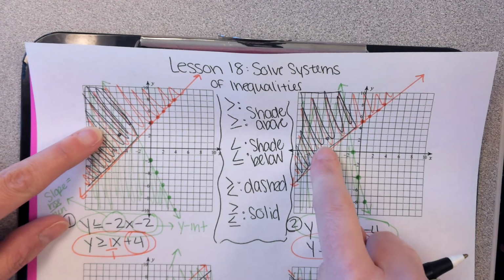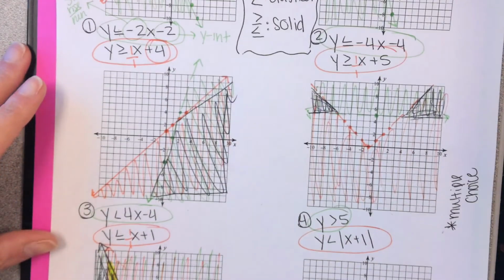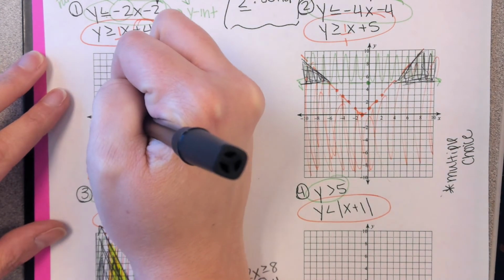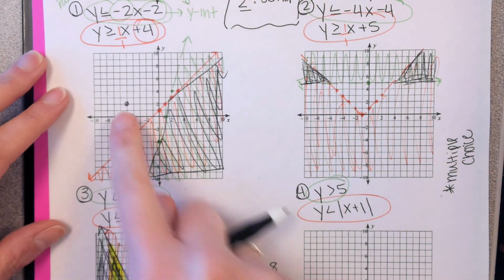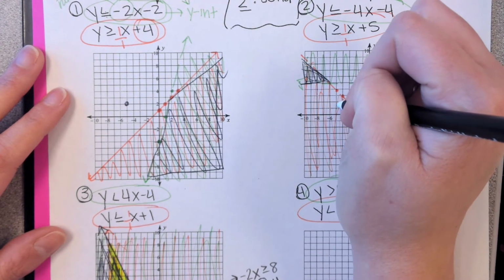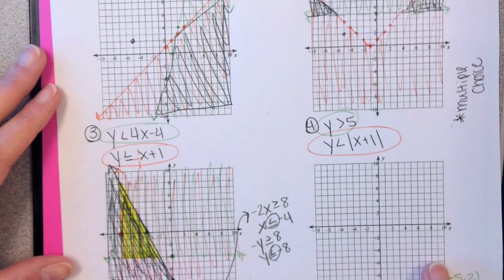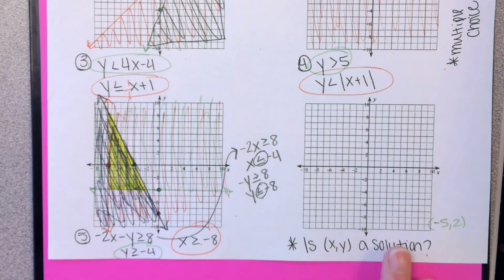Okay, this one, -5, 2. Oh, that one works too. It falls in that overlapping region. Okay, the next one, -5, 2. Does that fall in the overlapping region? No. This one, -5, 2. Does that fall in the overlapping region? No.